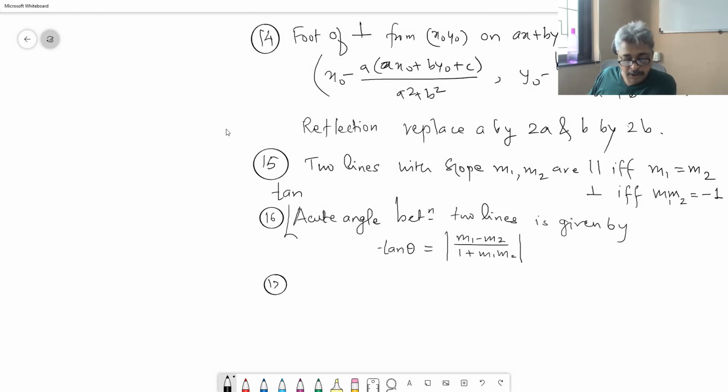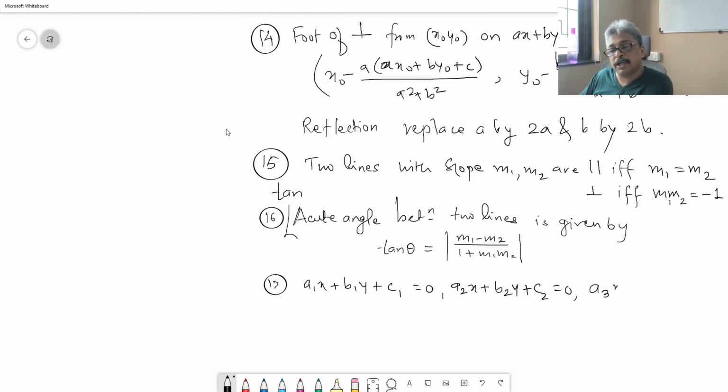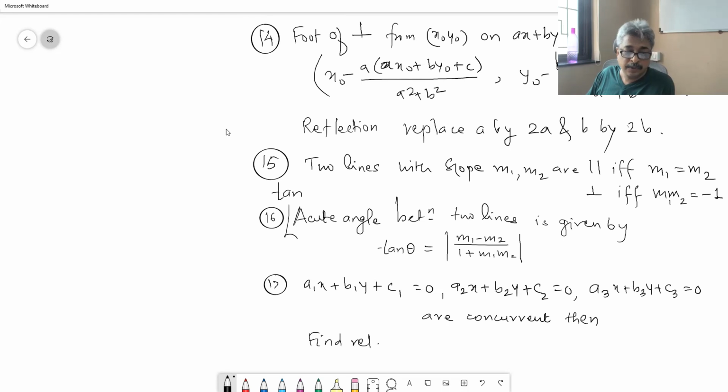Okay, now I give you some exercise. A1x plus B1y plus C1 is equal to 0, A2x plus B2y plus C2 is equal to 0, and A3x plus B3y plus C3 is equal to 0 are concurrent. Then find the relation between the A's, B's and C's. So those who know will write directly. Those who do not know should try and find out.